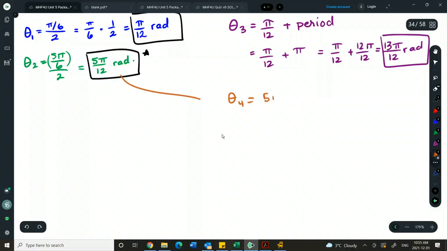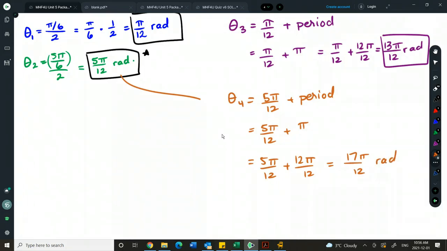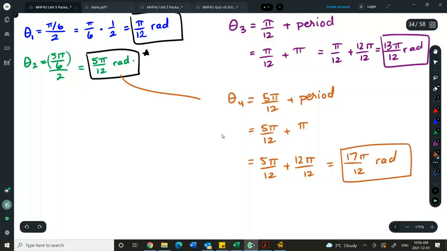I'll have 5 pi over 12 plus the period, which will be pi. And then I can do 5 pi over 12 plus 12 pi over 12. And that's 17 pi over 12 radians. Is that still less than 2 pi? 2 pi is like 24 pi over 12. You can calculate the decimal value. 2 pi is like 6.28. This is still less than that if you calculate the value. Serena?